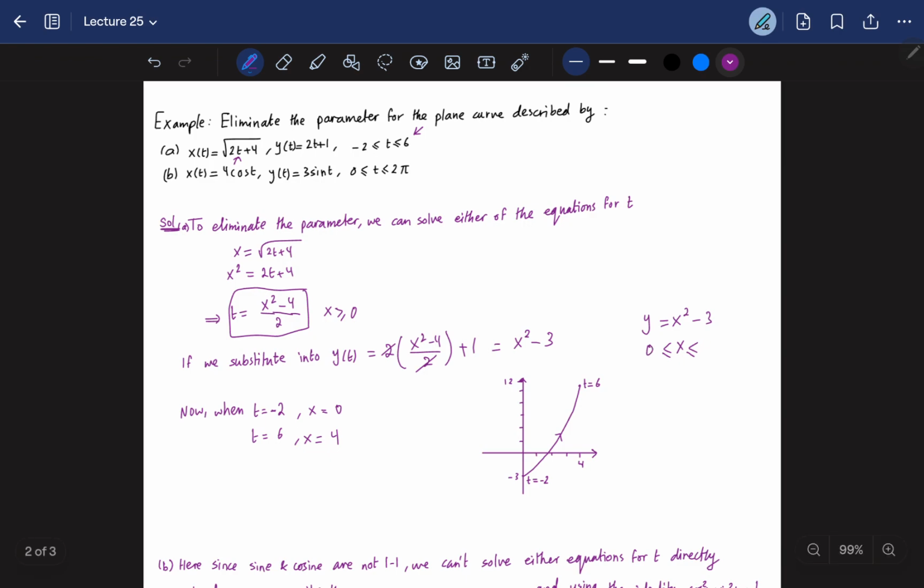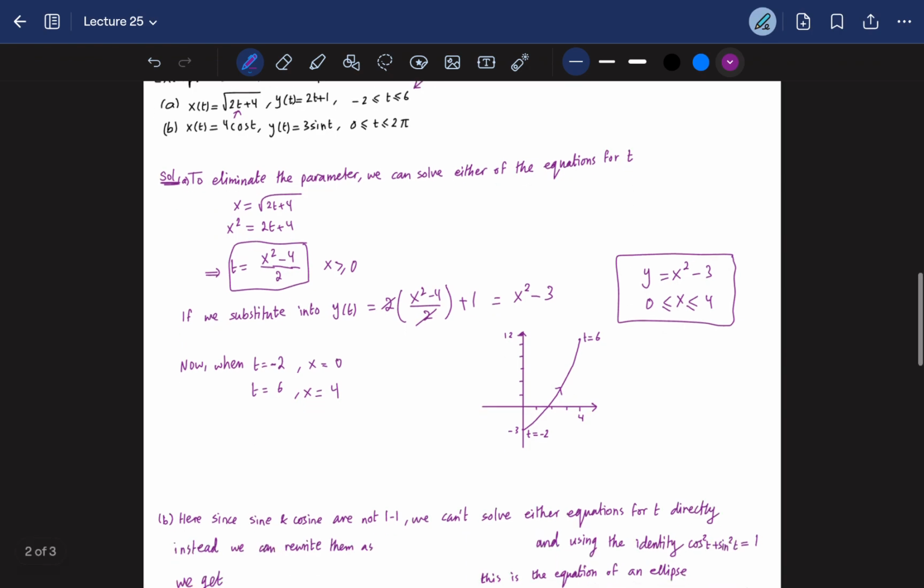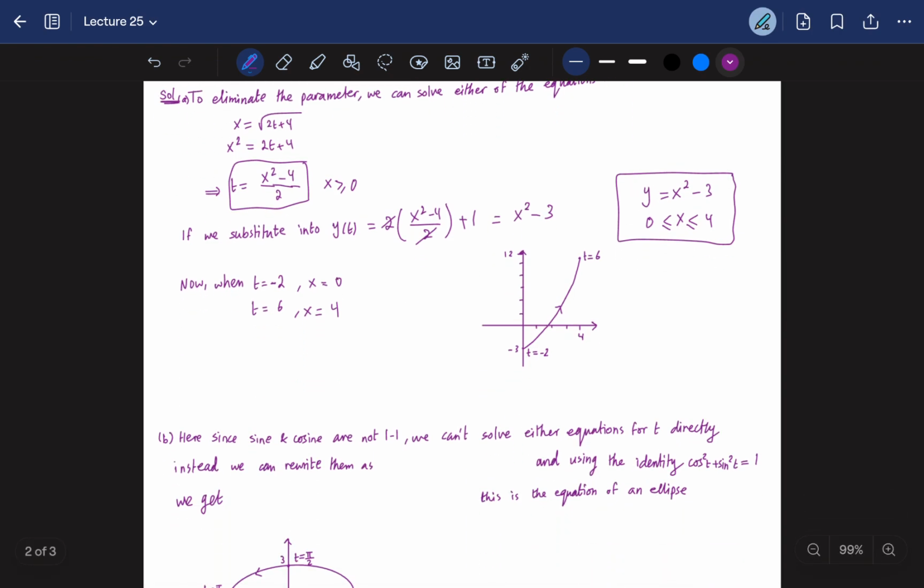Similarly, when t is 6, once you plug it there, you're going to get x equals 4. So this is the equation that we got and the interval after eliminating the parameter. Once you graph it, you're going to get this graph right here.